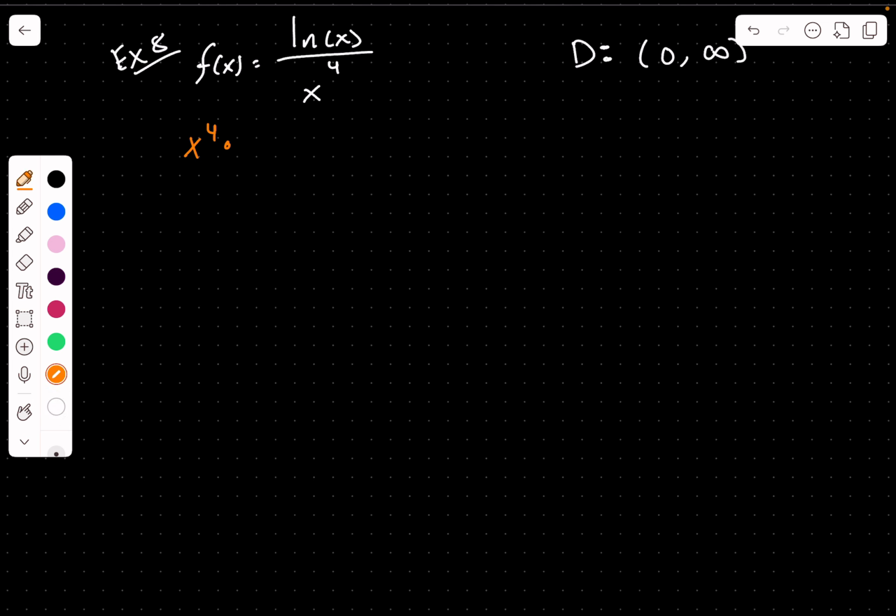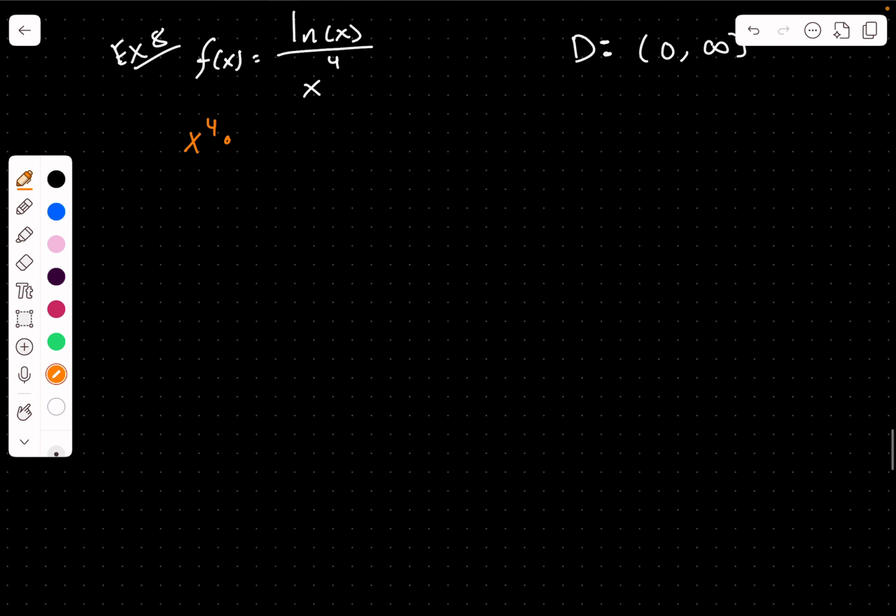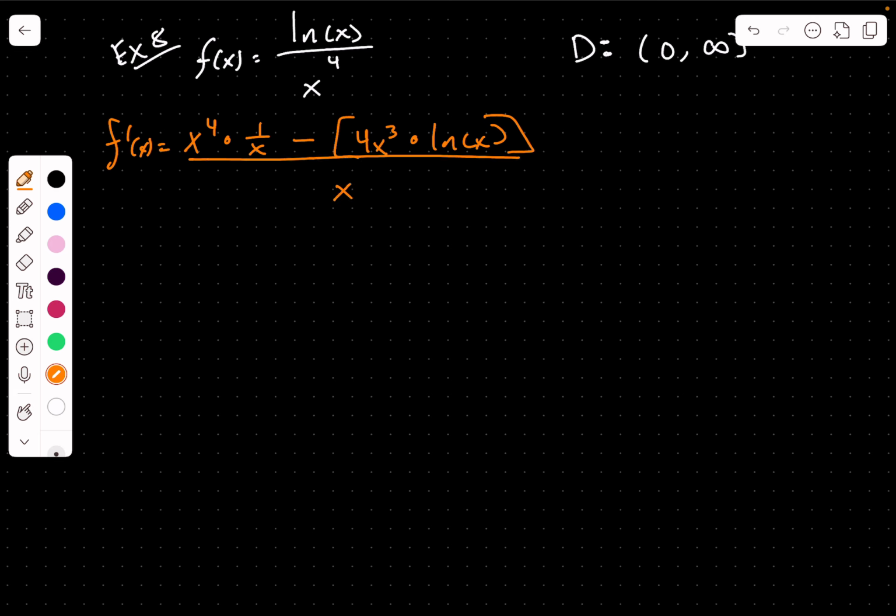So we have x to the 4th power. F prime of x equals, okay, so we have the bottom times the derivative of the top. And the derivative of ln x is just 1 over x, minus, and again, I like to use brackets, the derivative of the bottom. The derivative of the bottom is 4x to the 3rd power times the top, which is just ln x, brackets. And then we take the denominator and we square the entire thing.